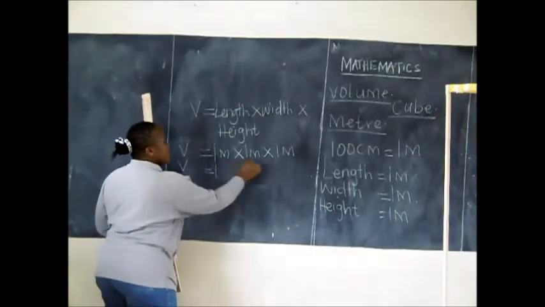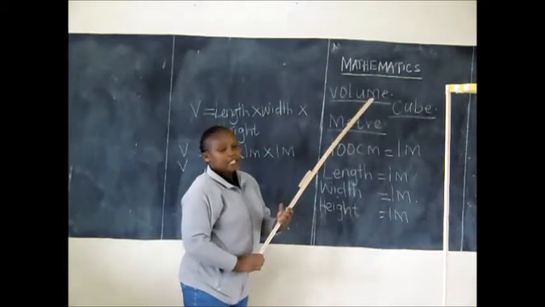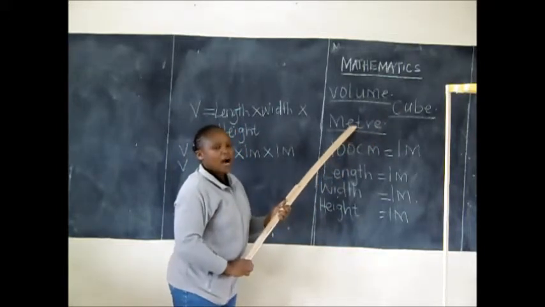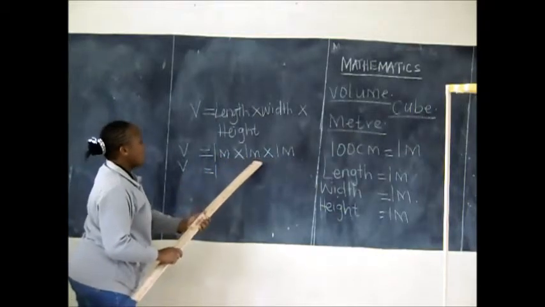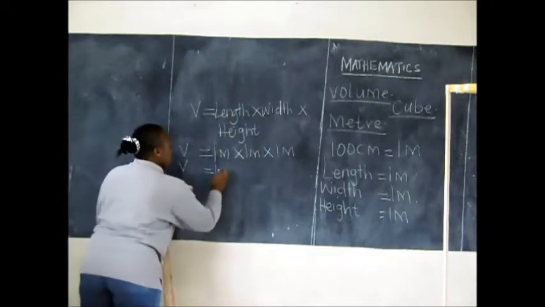Now remember we said that when calculating the volume of a cube, we use meters as our unit. So here we have 1 meter by 1 meter by 1 meter. The answer is 1 meters cubed.